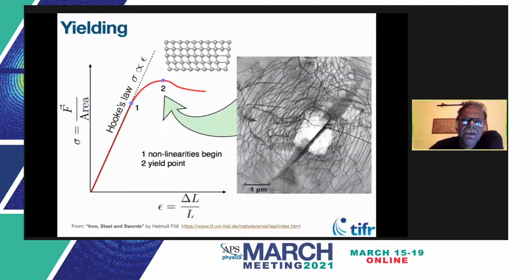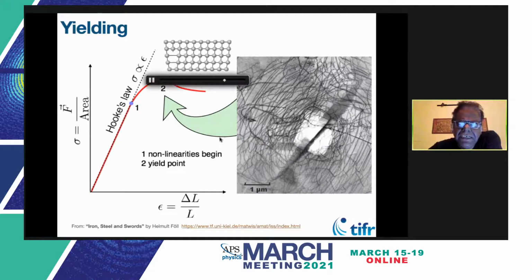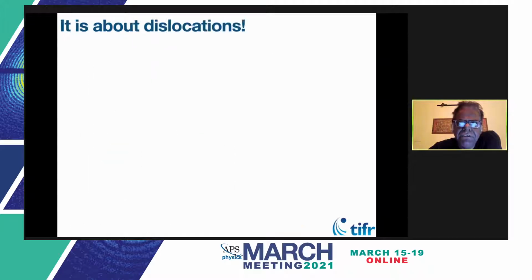Okay, so the usual stress versus strain curve. For small deformation, stress is proportional to strain. That's Hooke's law. And at some large deformation, at the yield point, there is a small jump in the stress. That is the point where defects like dislocations begin to move. And these dislocations can actually be seen in experiments in transmission electron microscopy pictures, for example, the one that you have on the right. So this is the standard phenomenon that we are going to describe.